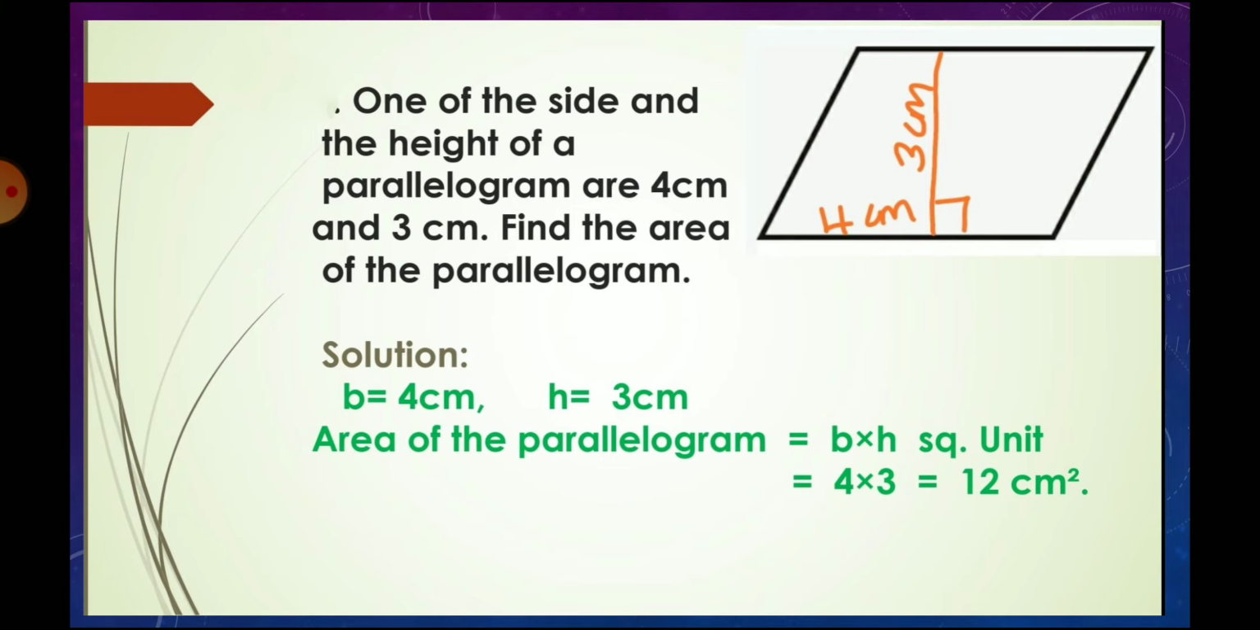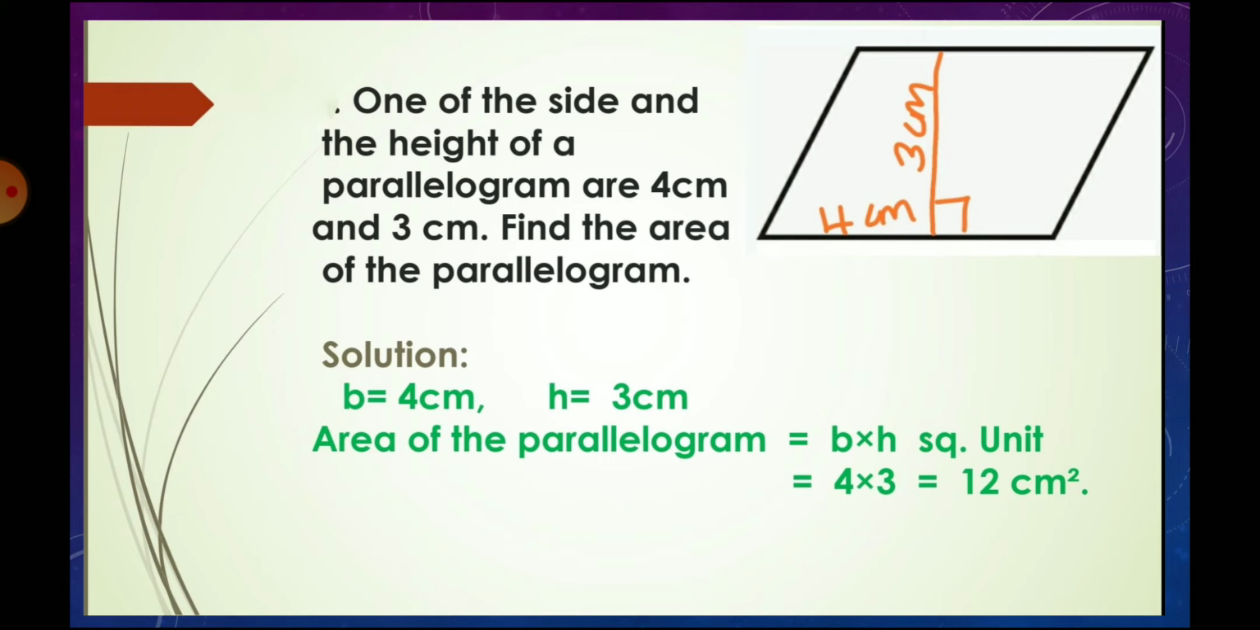Next one, we are going to find out the area of the parallelogram. Okay, so see the question. One side and the height of a parallelogram are 4 centimeter and 3 centimeter. So here they gave first the side, then the height. So we should take the side as 4 centimeter and the height as 3 centimeter. You should check and make sure of the order.